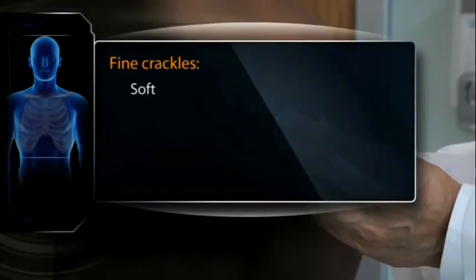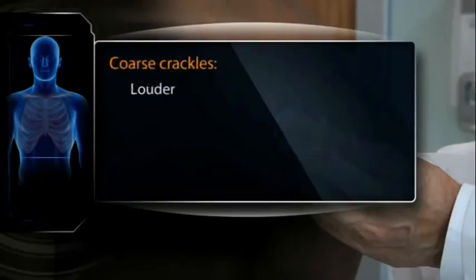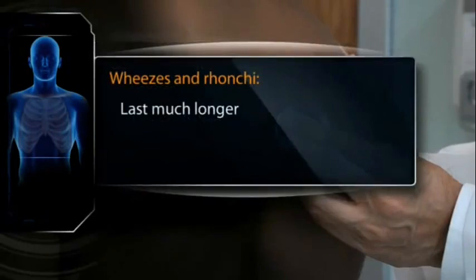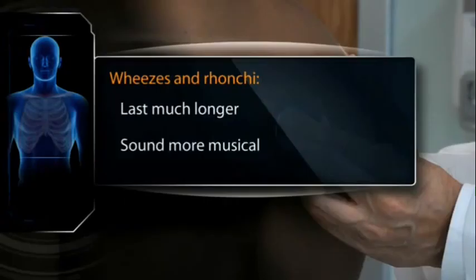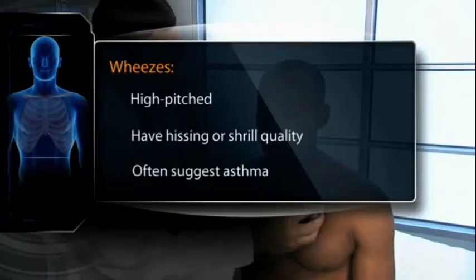Fine crackles are soft, high-pitched, and very brief, and often accompany congestive heart failure. Coarse crackles are louder, lower-pitched, and longer. Compared to crackles, wheezes and rhonchi last much longer and sound more musical. Wheezes are relatively high-pitched and have a hissing or shrill quality and often suggest asthma.